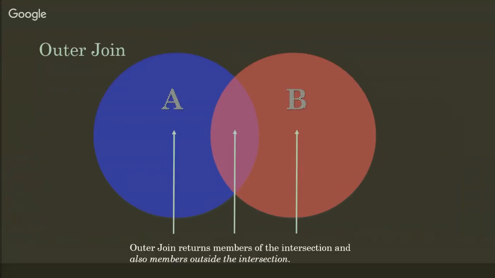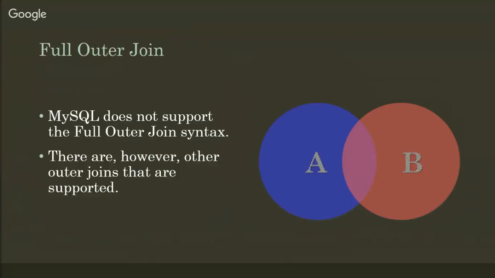The outer join is similar, and it still uses that equivalency join criteria, but it'll return members that are also outside of the intersection. So it'll return data in A even though it doesn't match anything in B, and likewise data in B that doesn't match data in A. MySQL doesn't support a full outer join syntax, but there are other similar outer joins that are supported.